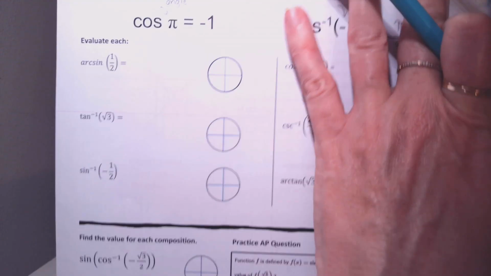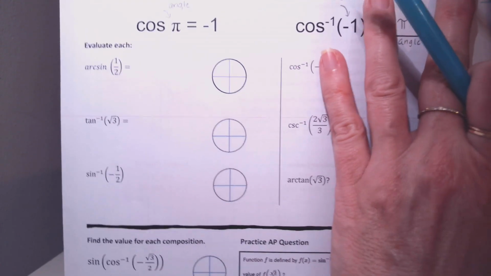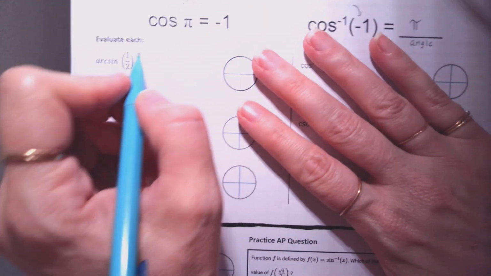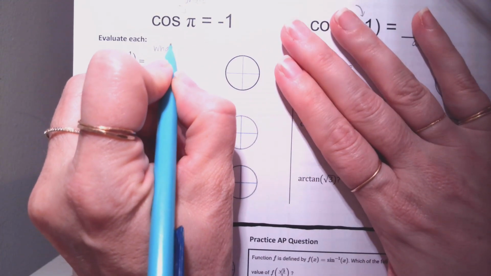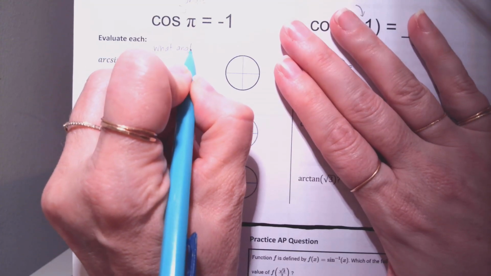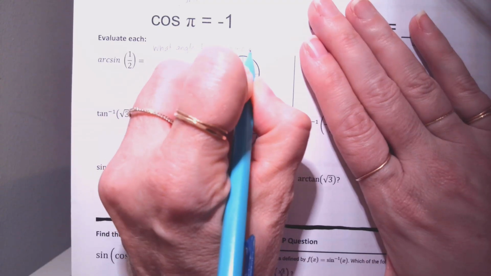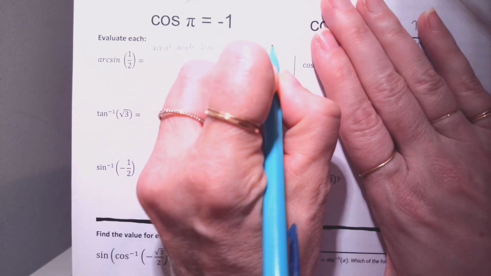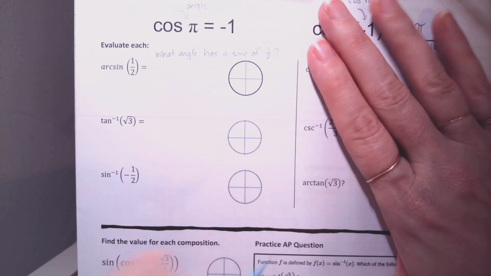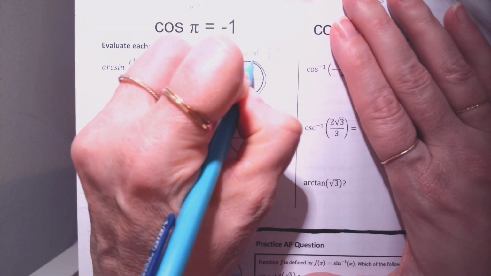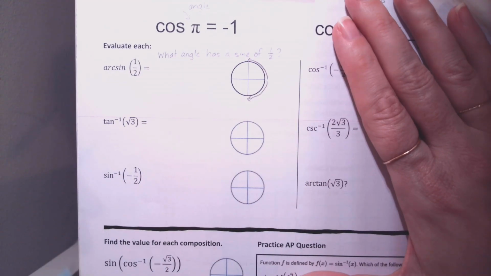So if I look at the first one, arc sine, remember that's the same thing as inverse sine of 1/2. Okay, so what I need to be thinking about is this literally means what angle has a sine of 1/2. And we're only allowed to look backwards 90 degrees or forwards 90 degrees, because that is the range for inverse sine.